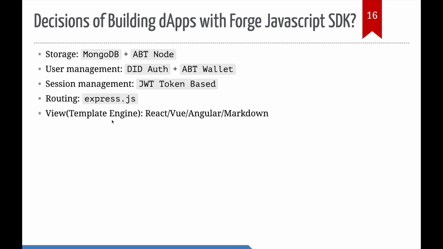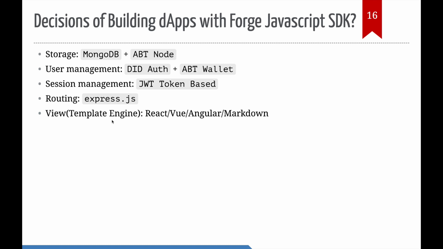And here is a sample decision for building dApps with Forge JavaScript SDK. For the storage layer, we can use MongoDB to store part of our application state, and we can use ABT Node to store part of our application state. We can use both of them to store the off-chain part and the on-chain part. We can also just use ABT Node to store all our application state on the blockchain.